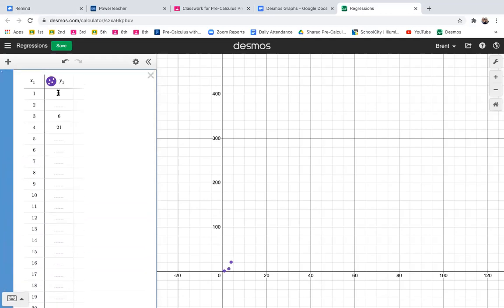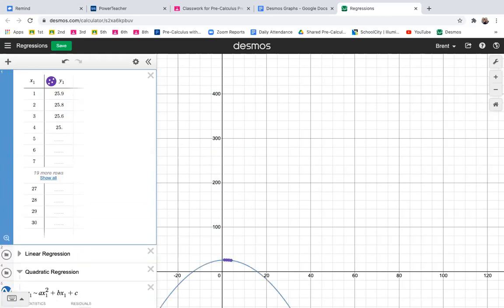So there's 30 days. So I open up that regression calculator, and now I need to type in my values. Day 1 was 25.9. Day 2 is 25.8. Day 3 is 25.6. 25.3 is day 4. 25.1. 25. I lost it. Where am I at? Day 6. 24.7.